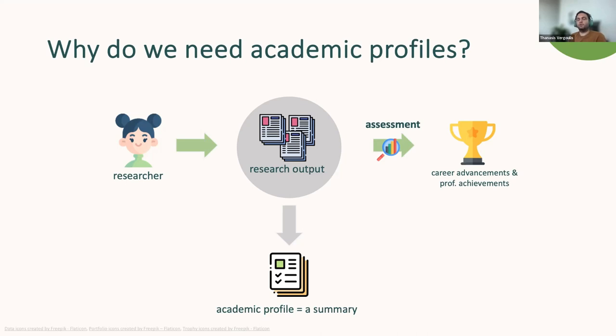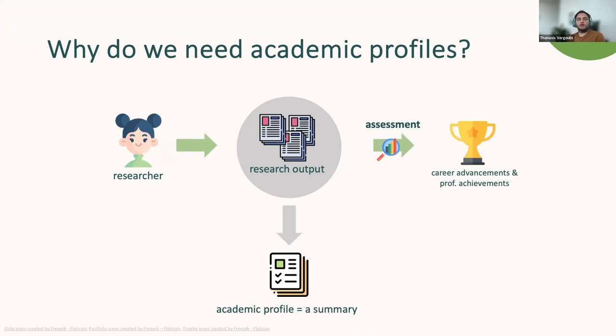In general, we know that researchers, while they are working, are producing a lot of outputs, for example, research papers, data sets, software, and it is very common that they need to be evaluated based on this output for various reasons. For example, for career advancements when they are candidates for a particular open position in a research organization, when someone is going to evaluate them for some professional achievements, for example, to give them a prize or something like this, an award.